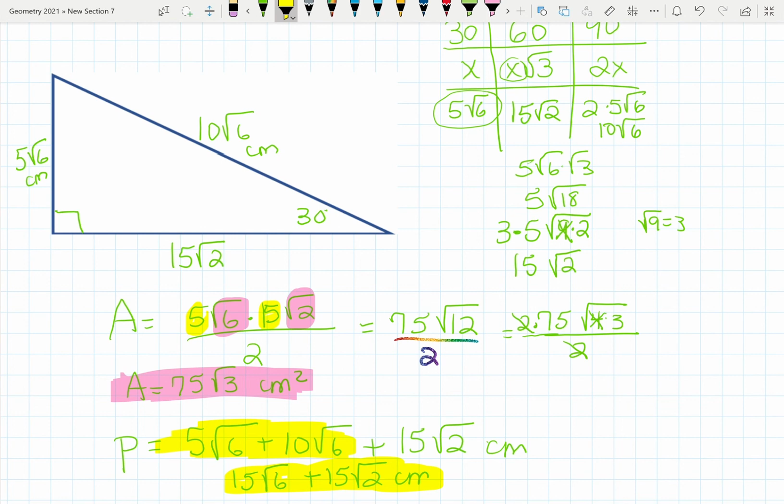And that is how we find perimeter and area using exact answers and special right triangles.